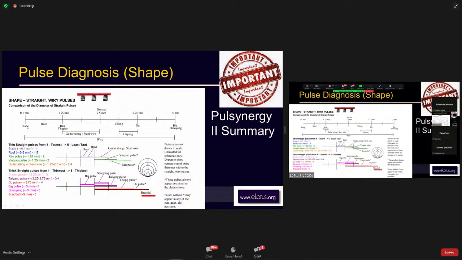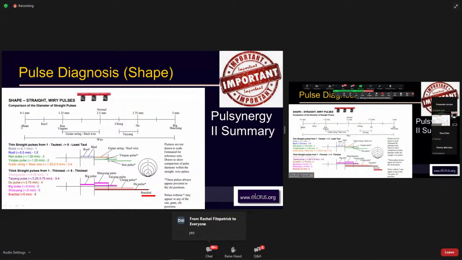Okay, so let me see if I can have annotate. Mouse. Okay, can you see my mouse moving on the screen? Yes? Or no? Yes, the mouse?